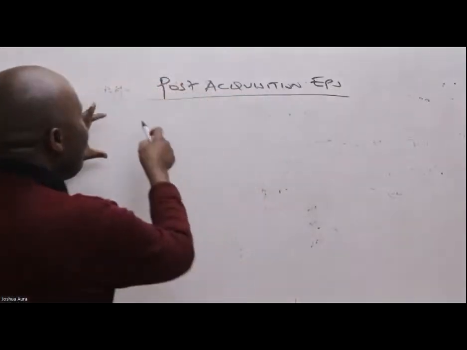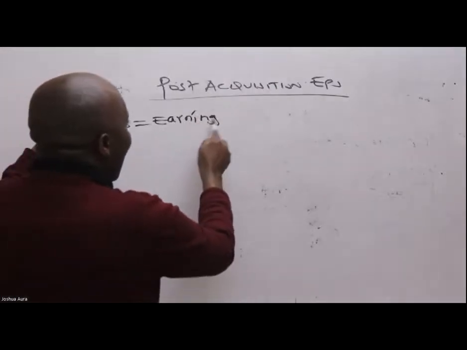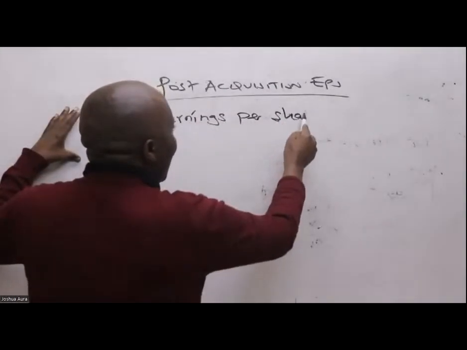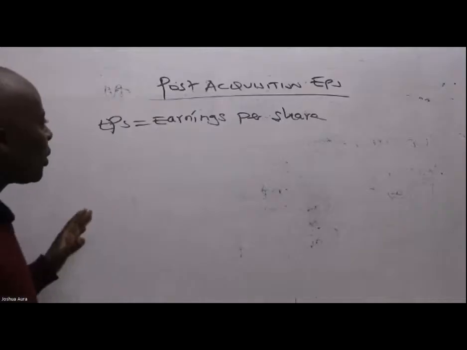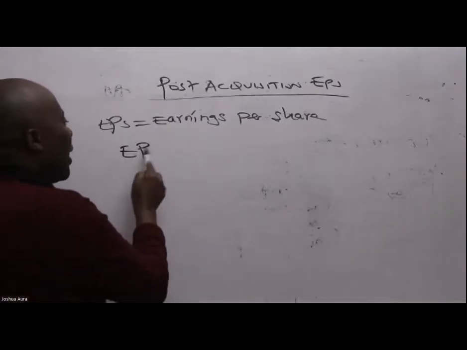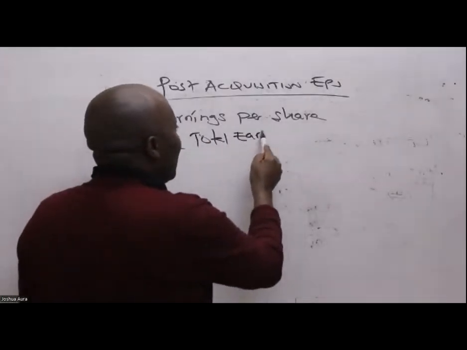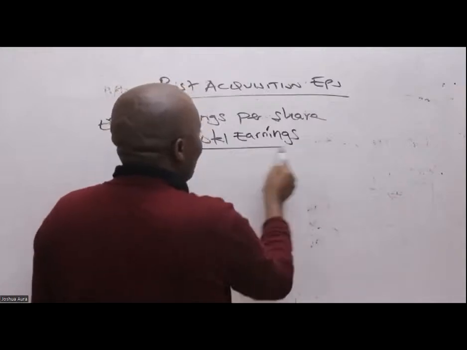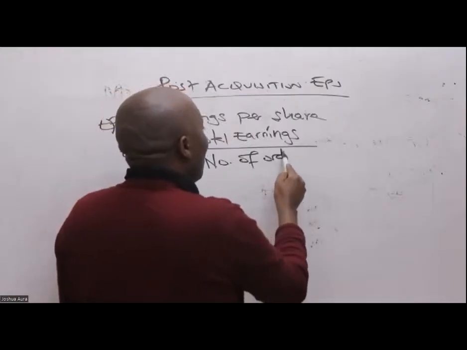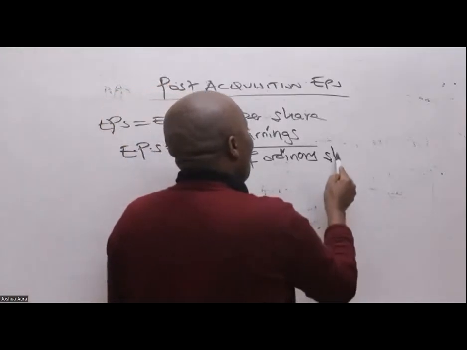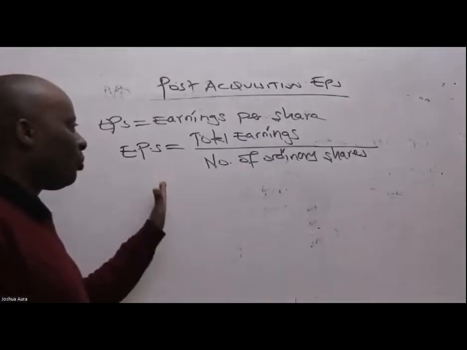You see, EPS stands for, in full, earnings per share. And for us to be able to get earnings per share, we normally take the total earnings of the firm all over the number of ordinary shares. This is so important as we begin.